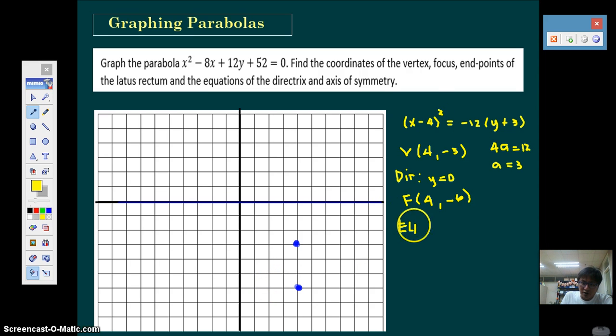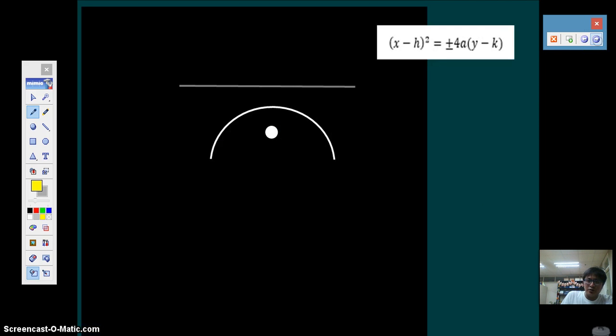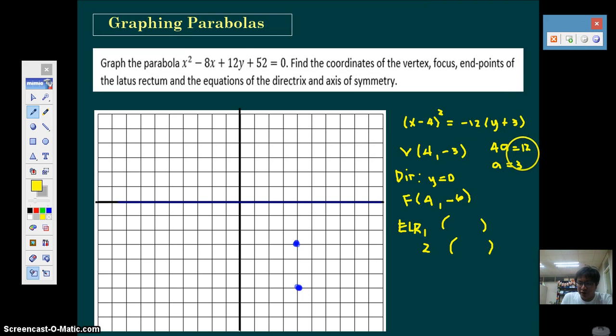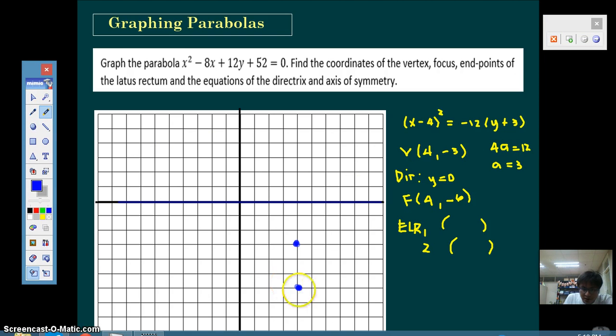Okay, the focus. Now, let us locate the endpoints of the latus rectum, or let's call them ELR1 and ELR2. Now, the length of the latus rectum is 4a. That's the length of the latus rectum. So in the problem, 4a is 12. Remember that the negative sign only tells you the orientation. So since the length of the latus rectum is 12, we will divide that length into 2: 6 to the right of the focus and 6 to the left of the focus.